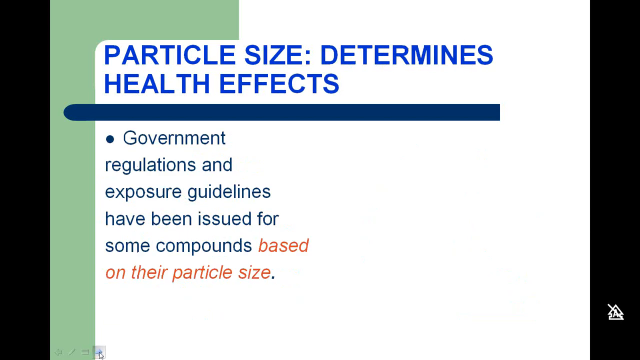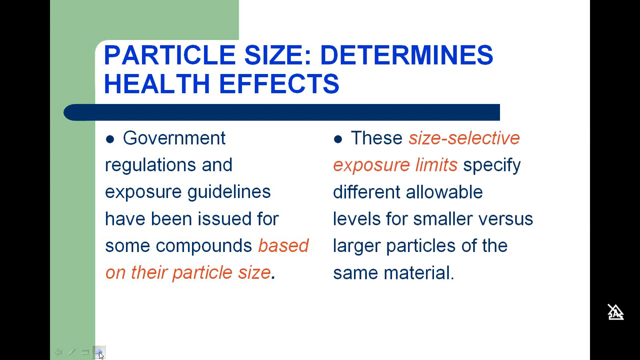Because particle size plays such an important role in the health effects, government regulations and exposure guidelines are issued for some compounds based on their particle size. These so-called size-selective exposure limits specify different allowable levels for smaller versus larger particles of the same material.